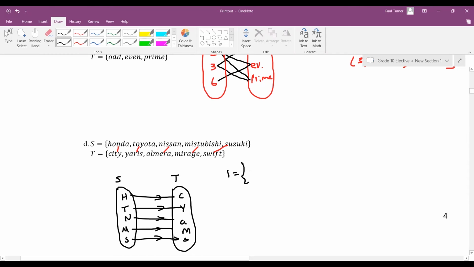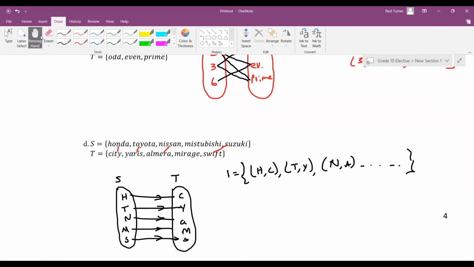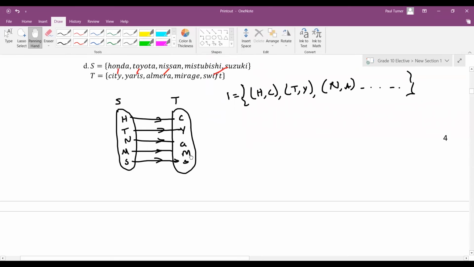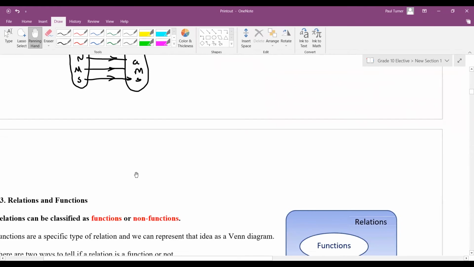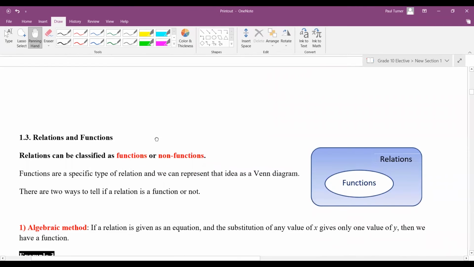And for your relation, just write them out, the pairs. So Honda City, I'll just use shorthand. Honda City, Toyota Yaris, Nissan and so on. Mitsubishi and then Suzuki at the end. So just put out your list of ordered pairs. It wouldn't make much sense to make a graph of that, would it? Actually. So these are two appropriate ways to show it. So we'll talk about this until the end.